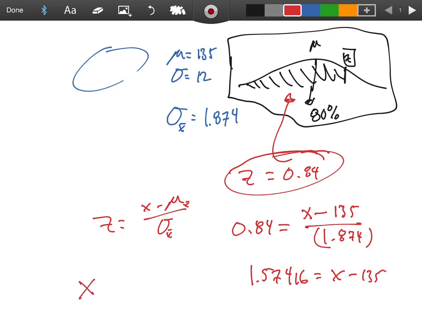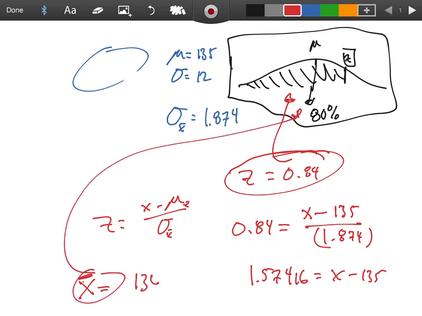This is a sample average. The sample average that's at the 80th percentile is 136.5 minutes per day of social media. And what that's telling you is that 80% of the times spent on social media are less than 136.5 minutes per day.